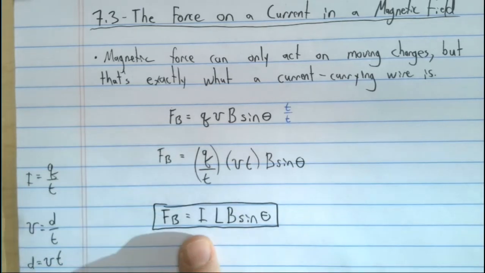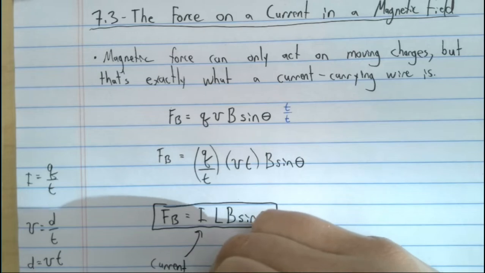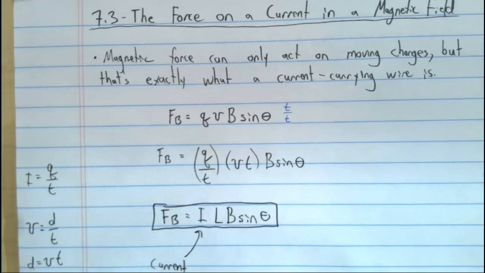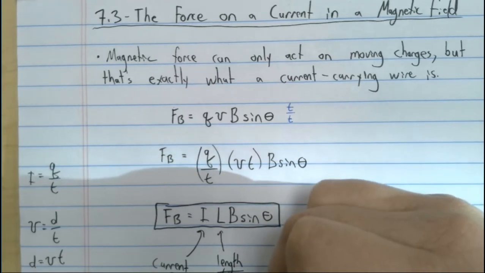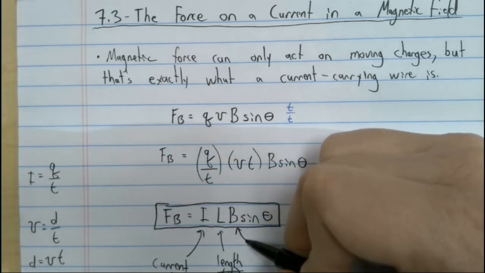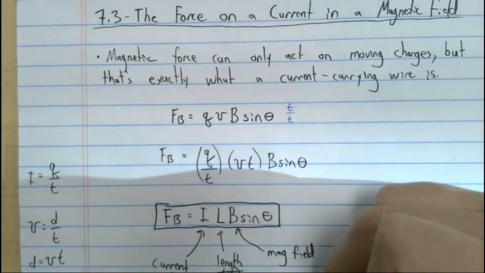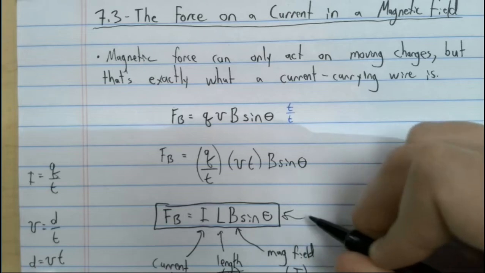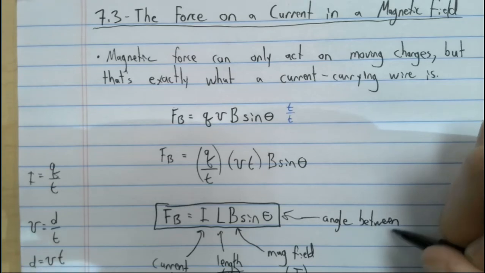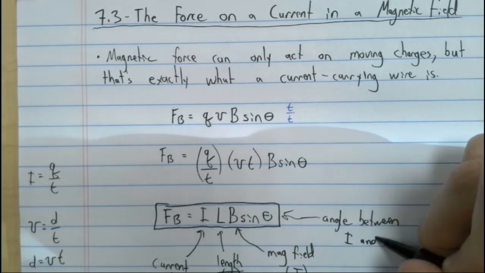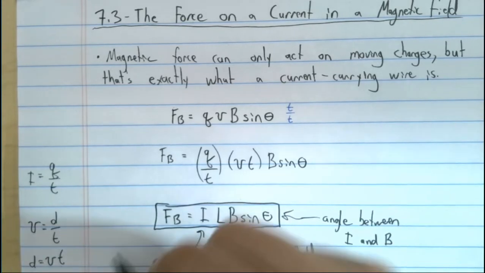So you can label those if you wish. That's current, represented in amps. This is length, in meters. B is the magnetic field, measured in teslas. And theta, I'll just say, is the angle between I and B. Of course, F_B is the magnetic force.